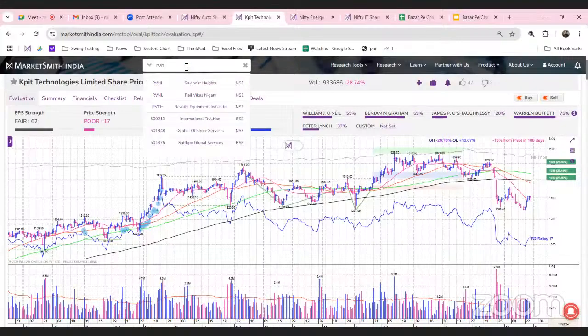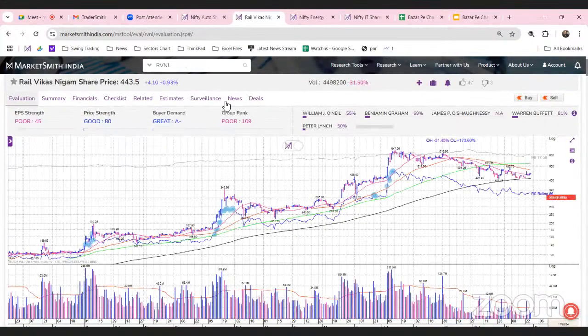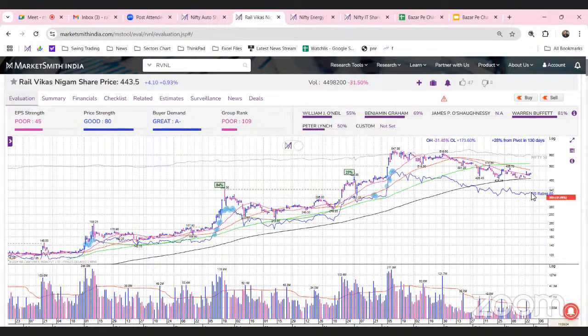Next, RVNL. RVNL trend is negative, trending lower top, lower bottom formation, but recently it took support around 405, 410 and bounced back around 200 DMA support. It is bouncing back, but most probably it is in sideways only, sideways with a little bit of negative bias.